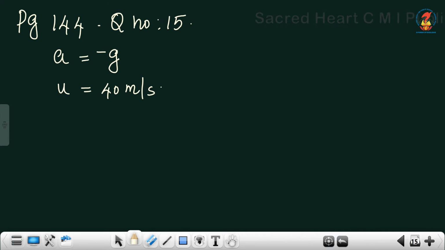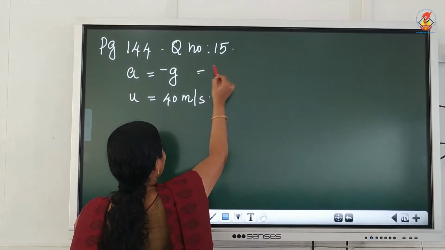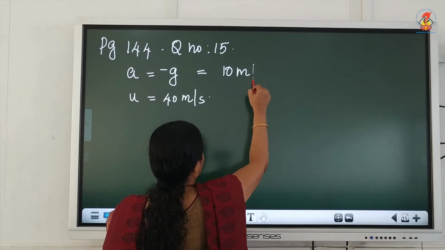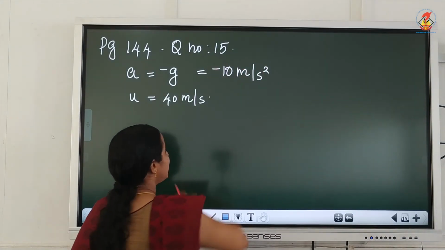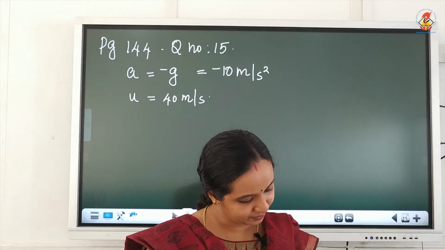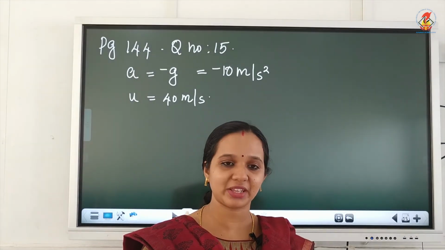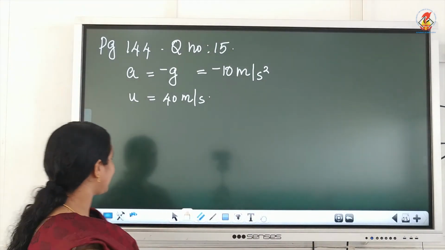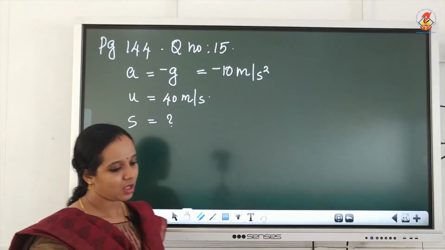Taking g equal to 10 meter per second square. So in the question, g is given as 10 meter per second square. Since the body is ascending up, the value of g will have a negative sign. Find the maximum height reached by the stone.